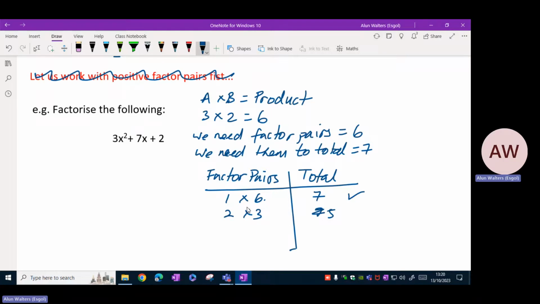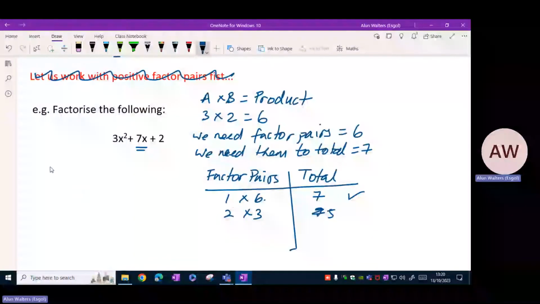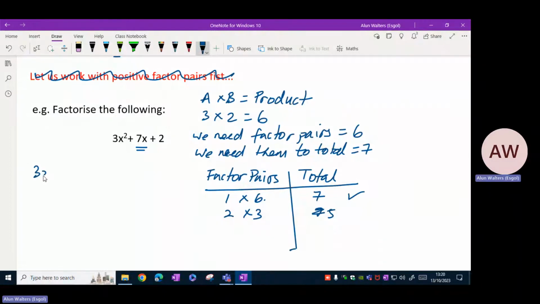So we replace the 7x with 1x and 6x, or the other way around. So here goes. 3x squared is the first term. I'm replacing 7x with plus 1x plus 6x, or plus 6x plus 1x, but make sure you do write down a sign in front of them, and then plus 2. So that 3 terms is turned into 4 terms.